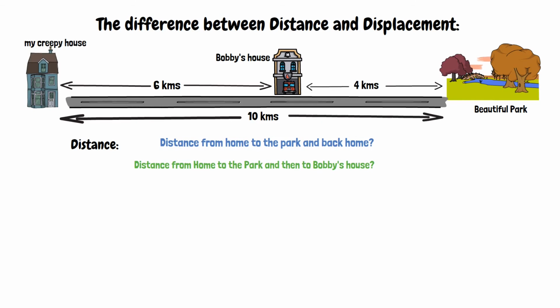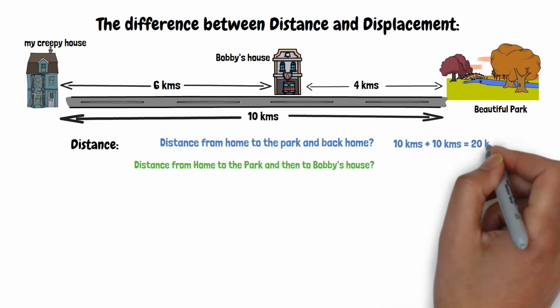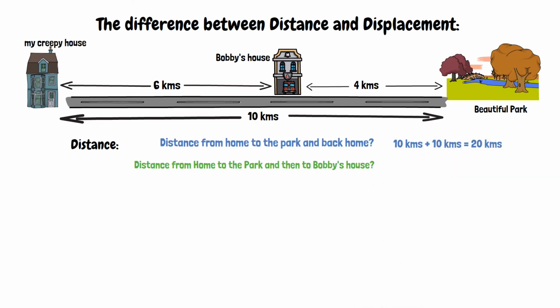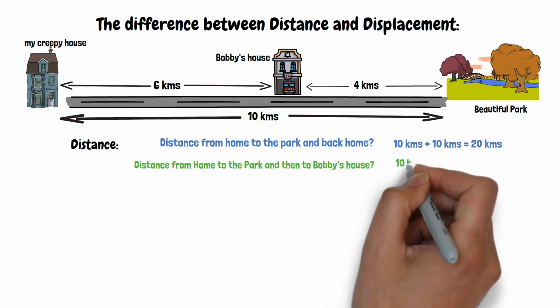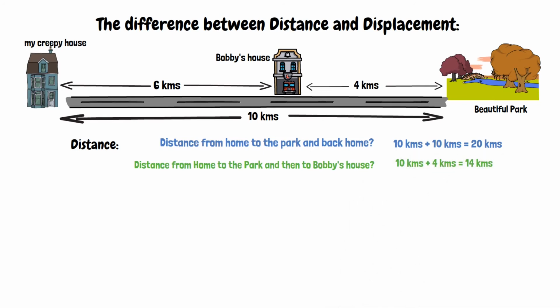To get to the beautiful park, it takes 10 kilometers, and for me to get back home, it takes another 10 kilometers. So the total distance is 20 kilometers. For the second question, it takes 10 kilometers for me to get to the beautiful park, and an additional 4 kilometers to get to Bobby's house. So the total kilometers traveled is 14 kilometers.